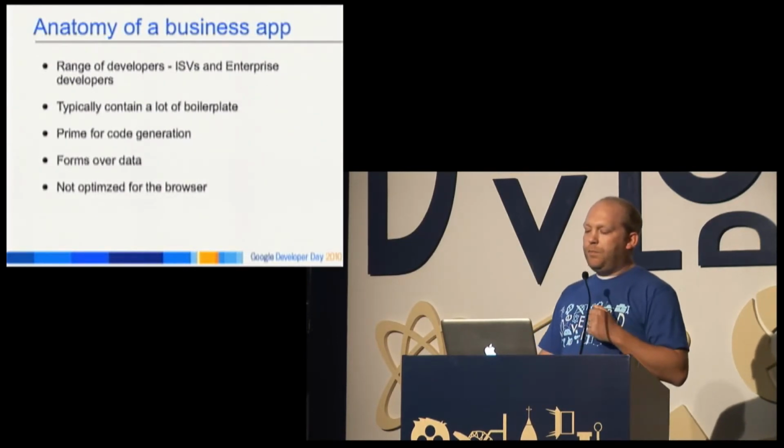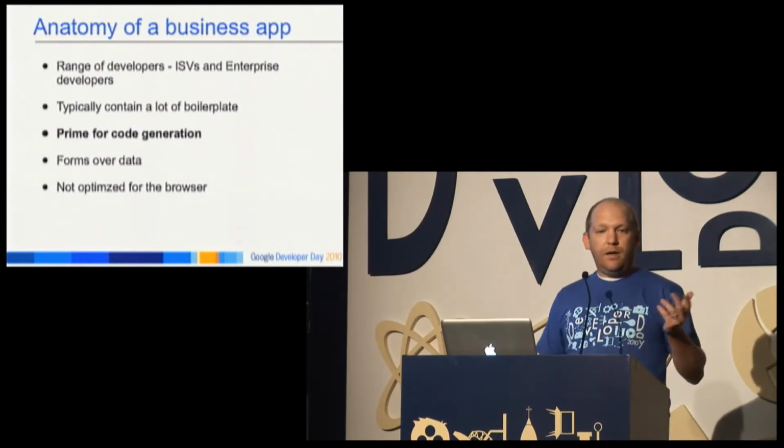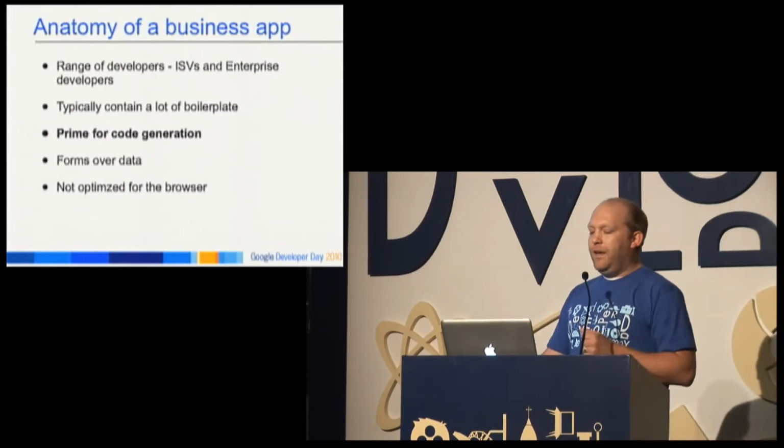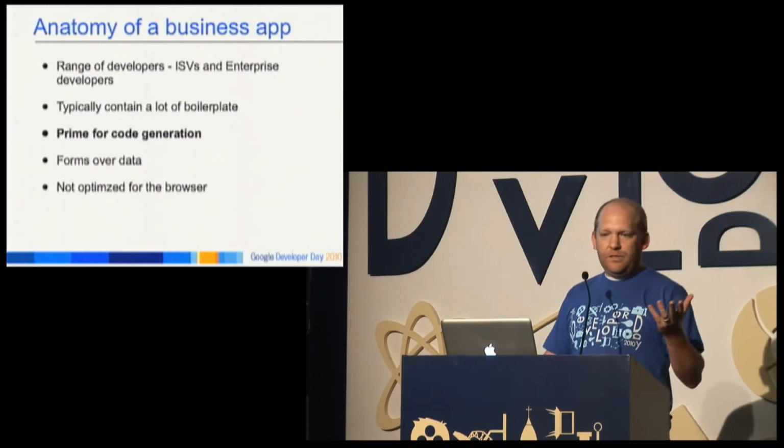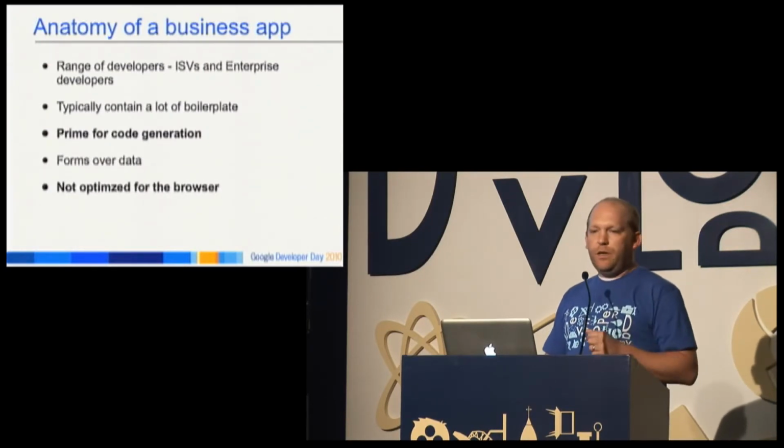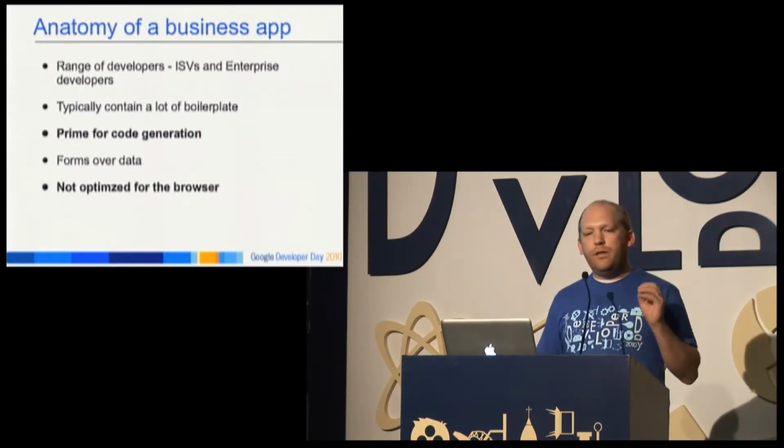They end up being primed for code generation. I think we can do something about that. And there's forms over data, usually for the simplistic ones, and they're not optimized for the browser, not all of them at least. So how can we fix this?